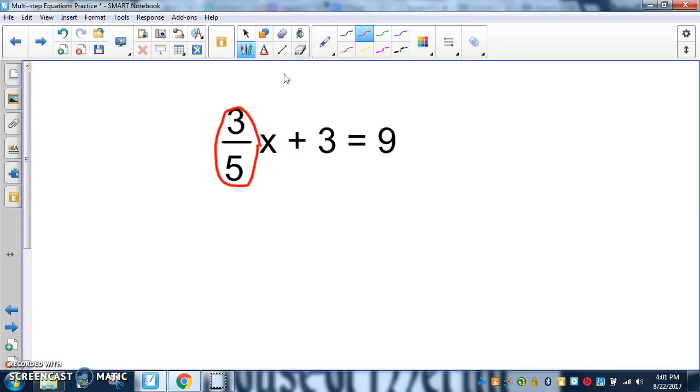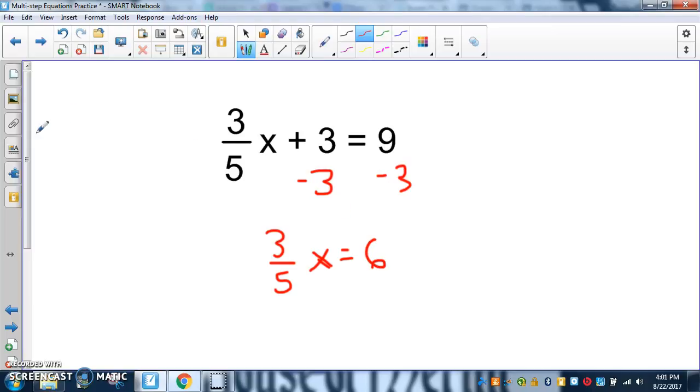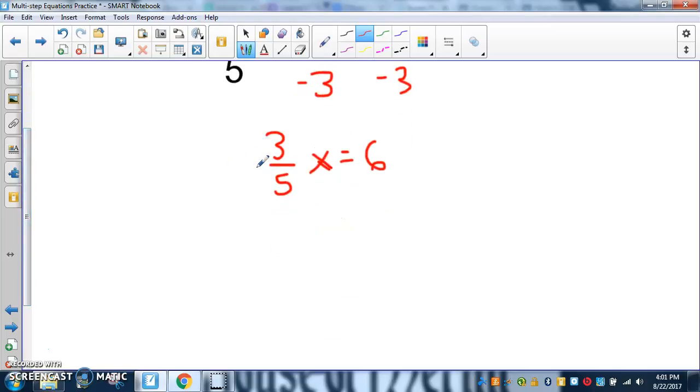Now, before I do that, I do need to get rid of my 3. So let's start there in this example problem. Let's say I've already subtracted 3 from each side, leaving me with 3/5 x is equal to 6. In order to cancel this out, I'm going to multiply it by its reciprocal. Now, the word reciprocal is the name of a fraction that has been flipped upside down. Notice the 5 is on top, the 3 is on bottom.